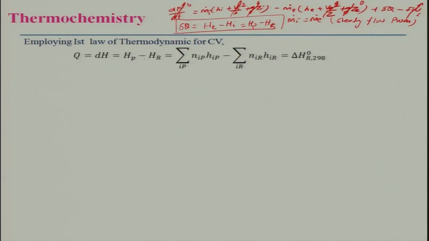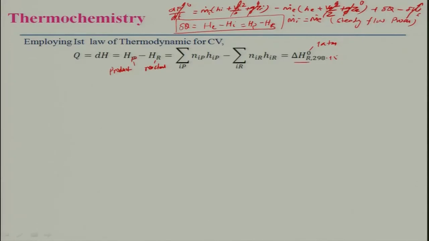And H_P minus H_R, H_P is basically the enthalpy of product minus the enthalpy of reactant. What is the enthalpy of product? It is nothing but the summation of N_iP into H_iP minus N_iR into H_iR, and this is for the product side, P stands for product, R is reactant. And keep in mind that if all these are at 298 K and 1 atmospheric pressure, this is not exactly 298, it is 298.15 Kelvin, okay, right, exactly.